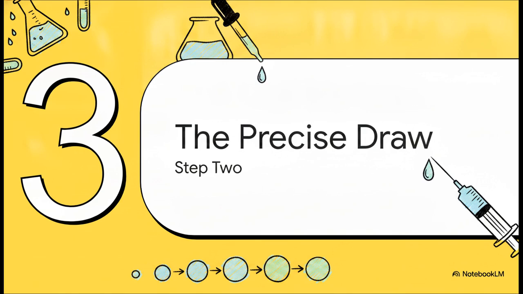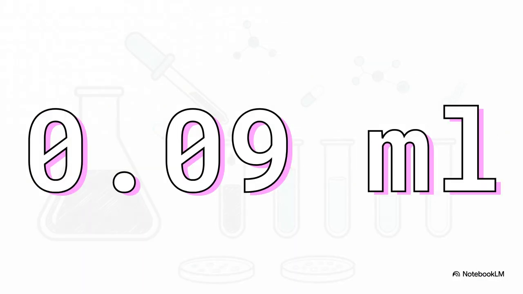Moving on to Step 2, the precise draw. Okay, so we've got an initial mixture with 250 milligrams in every milliliter. But remember our actual target? We only need 2.25 milligrams. So how do we cross that massive divide? Well, we do it by executing a highly precise draw of just 0.09 milliliters from our newly reconstituted vial. Just pause and think about how incredibly tiny that is. A single milliliter is already a really small amount of liquid, and we are taking less than 1/10 of it.